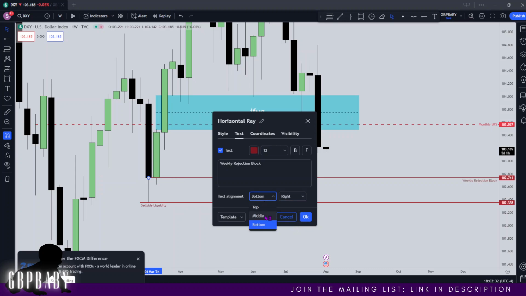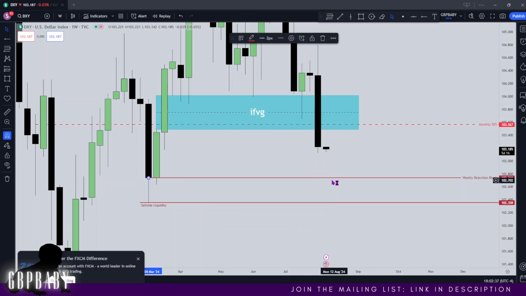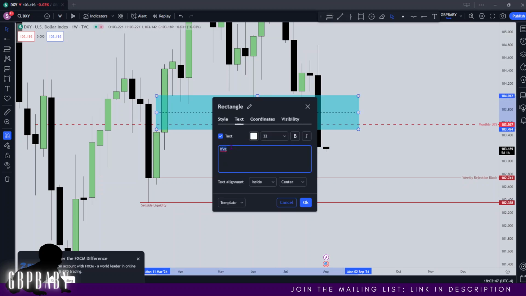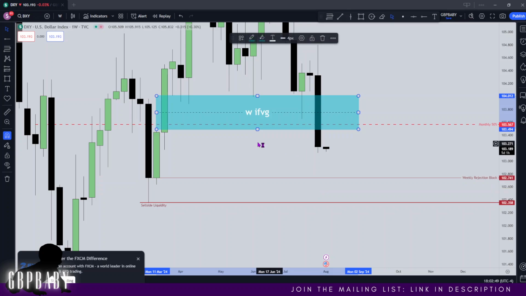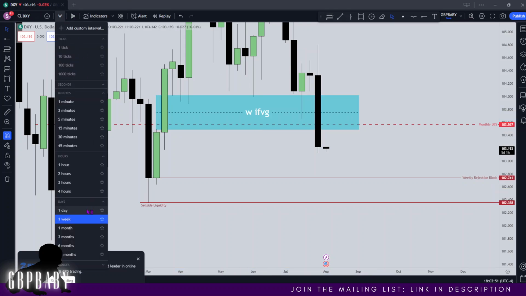And this will be a nice target for this week for price to get down to, to see if we can get to this level right here. And then the highest I'd want to see price trade for me to remain bearish on dollar would be the midpoint of this inversion fair value gap. So let's just, actually, I'm going to put a W here. And now let's drop down to the daily.